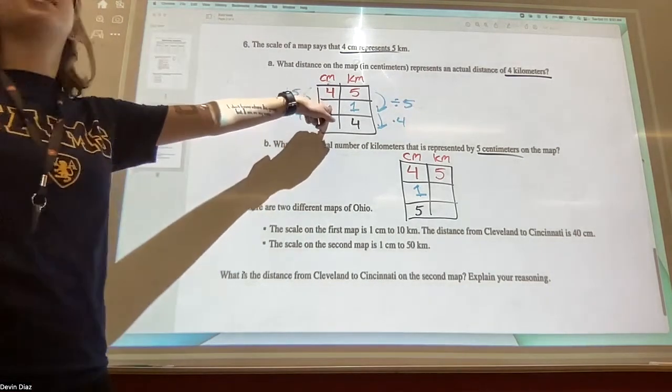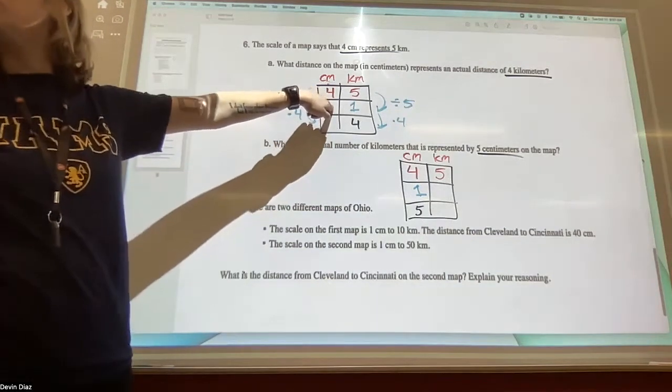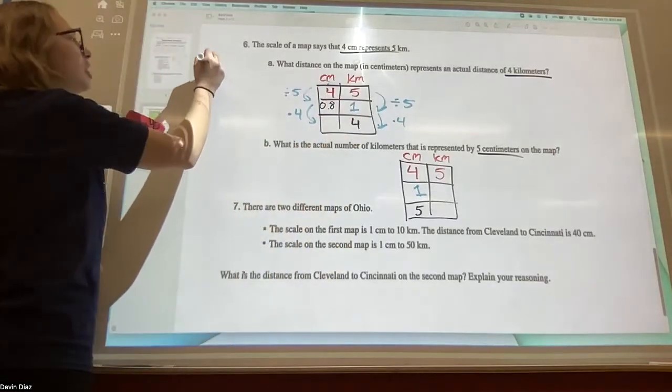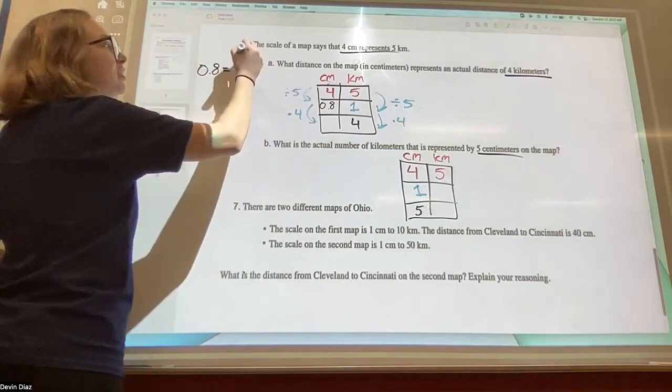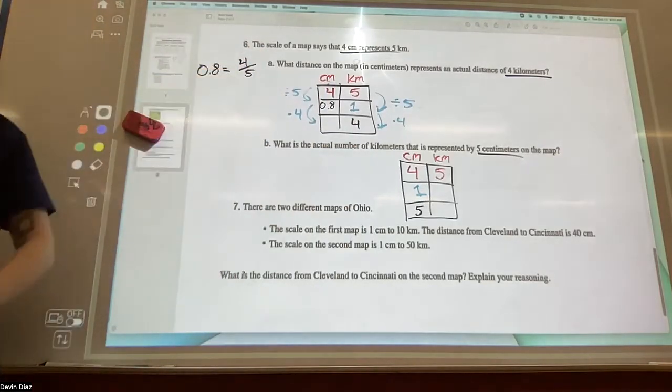Who can tell me what I got in this section right here? What did I get? Yes. 0.8. By the way, 0.8 is the same as 4 fifths, because that's the same as 4 divided by 5.